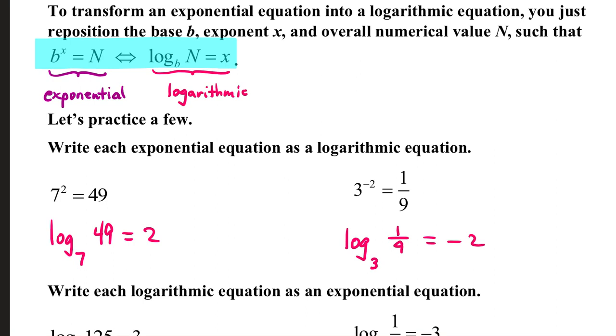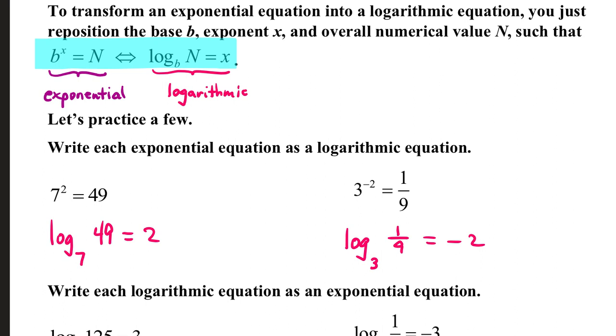To transform an exponential equation into a logarithmic equation, you just reposition the base b, exponent x, and overall numerical value n such that b to the x equals n transforms into log base b of n equals x. A logarithm is just a missing exponent. We're used to seeing exponential form, this b to the x equals n form. Let's practice a few translations. We're going to start out going from exponential to logarithmic, and then we'll do a couple the other way.